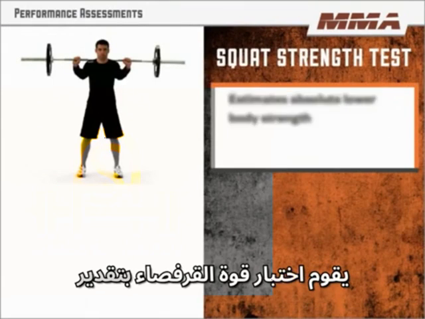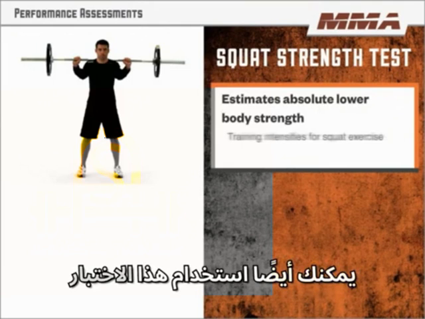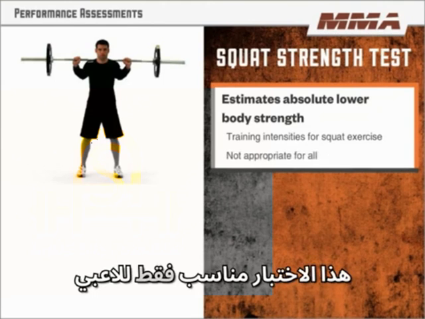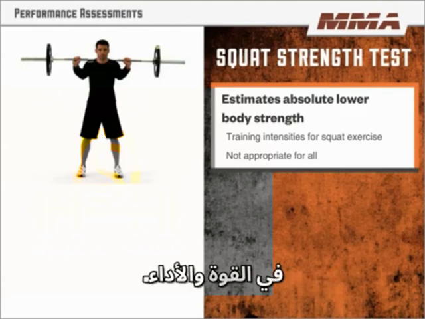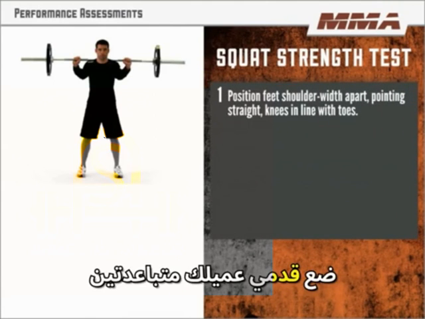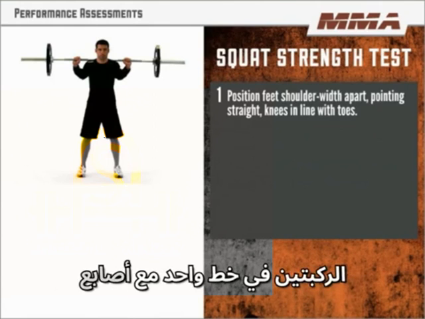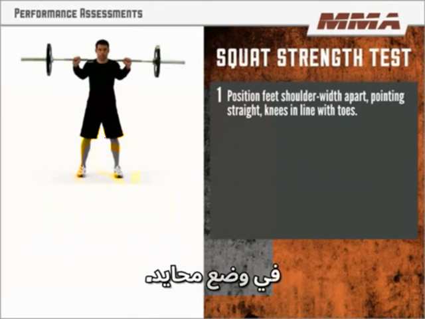The squat strength test estimates absolute lower body strength. You can also use this test to determine training intensities for the squat exercise. This test is only appropriate for MMA athletes and clients with advanced strength and performance goals. For this test, position your client's feet shoulder width apart, pointing straight ahead with the knees in line with the toes, just like you see here. His low back should be in a neutral position.